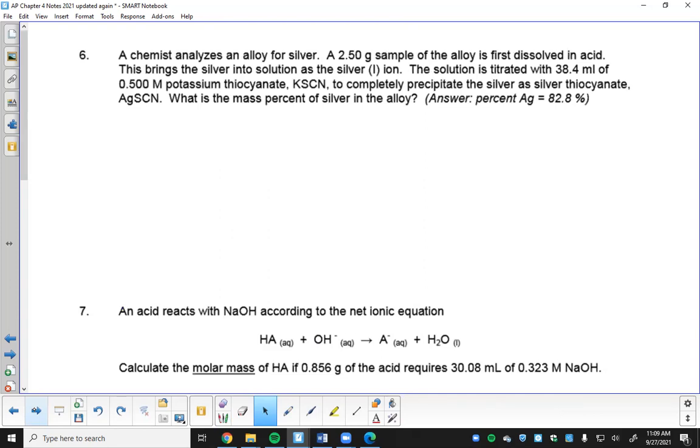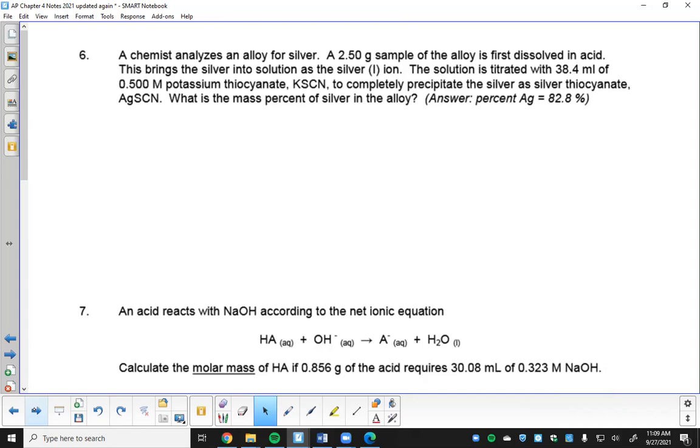Here, a chemist is going to analyze an alloy for silver. An alloy is a mixture of metals melted together. This alloy has some silver in it. A 2.5 gram sample of the alloy is first dissociated or dissolved in acid. This brings the silver ions into solution as a silver one ion.